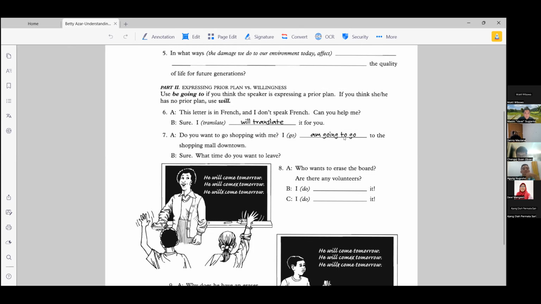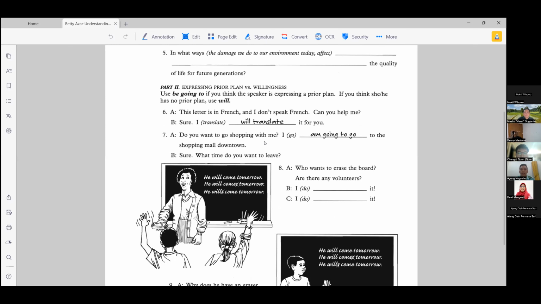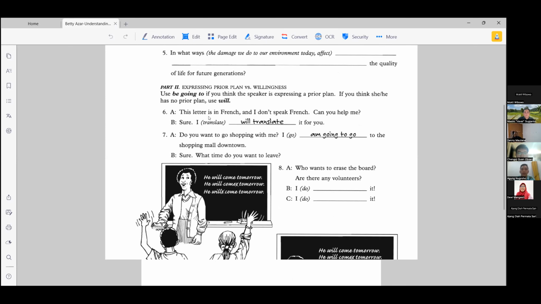Right. So what about this? Expressing prior plan and willingness. We will see more questions like this, I guess. So number 4, he has resigned, therefore we use something that will definitely be happening, like a prior plan. For example, number 6: "This letter is in French. I don't speak French. Can you help me?" "Sure, I will translate it for you."